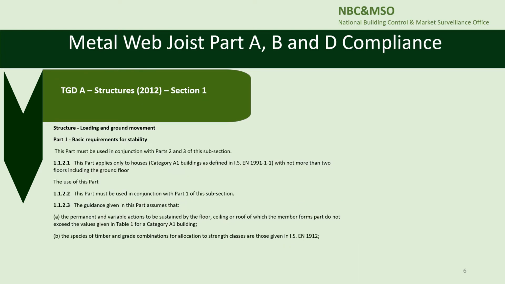So Technical Guidance Document A, Structures 2012, Section 1, Structures, Loading and Ground Movement, Part 1, Basic Requirements for Stability. The manufacturer of metal web joists provide the design calculations for the floor system, spans, location of strongback and sizes. The designer is responsible for the lateral restraint details to tie the floor and walls of the building.